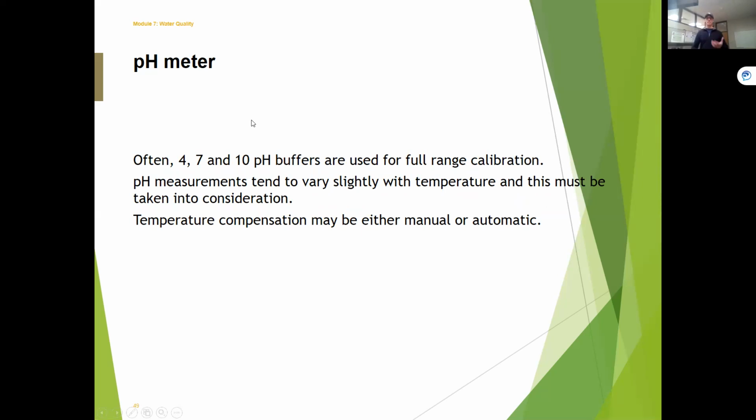The 3 buffers that are used, and this could be a test question, are your typical 4, 7, and 10. And they also vary with temperature. So always make sure your pH meter has the letters ATC, or automatic temperature compensation. If not, there are compensation tables that come with your pH meter, so you take the pH and temperature, and then go to a chart and figure out what it really is. A pH measurement at, say, 5 degrees is going to be different at 20 degrees.